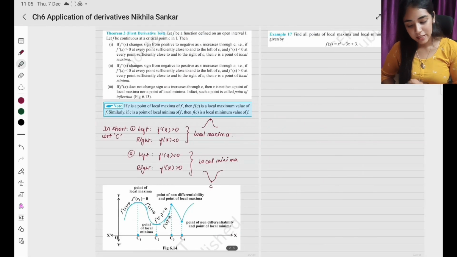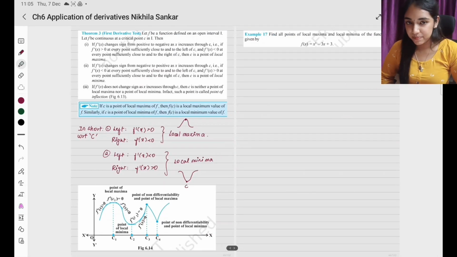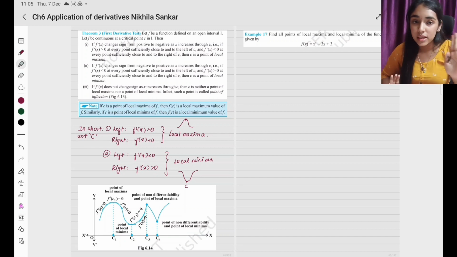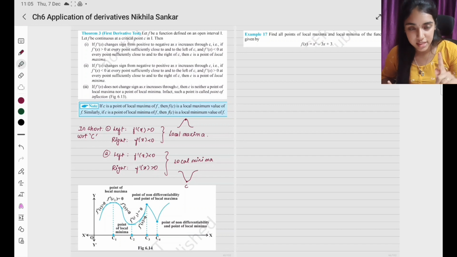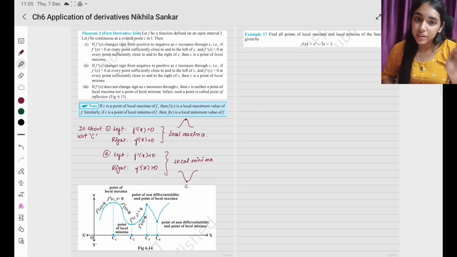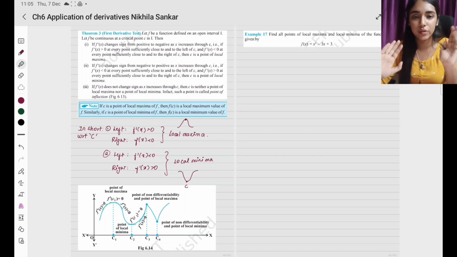Okay? Now, theorem 3. This is the first derivative test. Now how are we going to check whether we have a local maxima or not? By using first derivative test. We are going to do this, and there is also something called the second derivative test, we are going to do that too. Second derivative is very easy. First derivative is also easy, but you have to think a little bit. Okay?